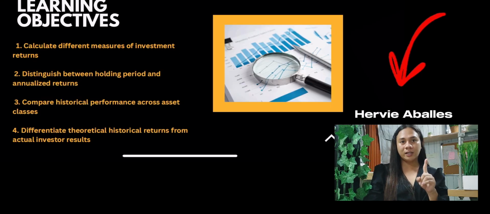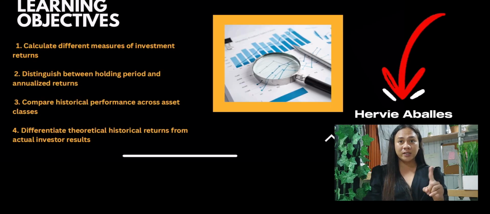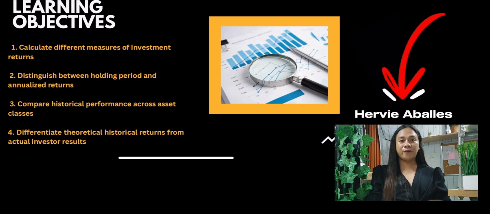So this is the learning objective. First, calculate different measures of investment returns. Next, distinguish between holding period and annualized returns. Next, compare historical performance across asset classes. Fourth, differentiate theoretical historical returns from actual investor results.